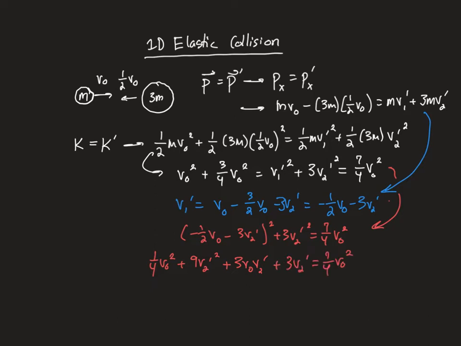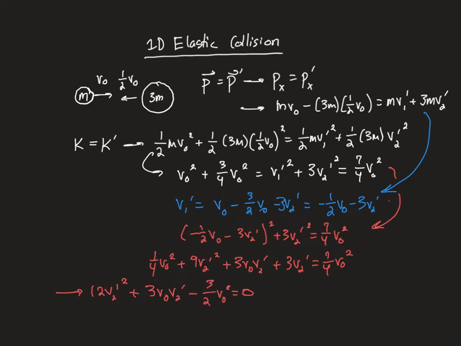So now I've got to collect like terms. We can see we are going to get a quadratic equation because the v0 squared terms do not cancel there and there. That's a 7. So we're going to collect the v2 prime squared terms together, put the linear terms together, and put the terms with no v2 prime squared together.